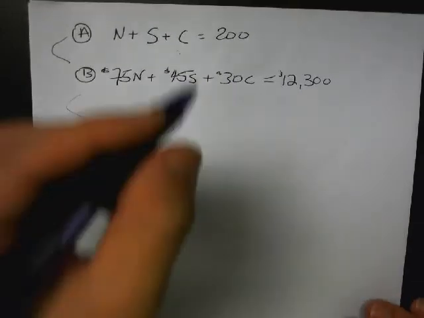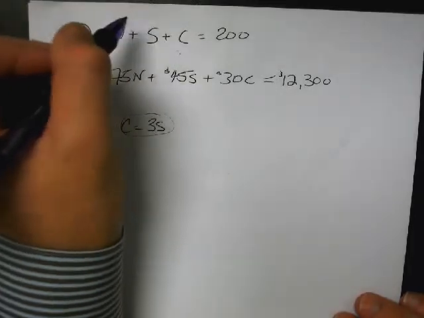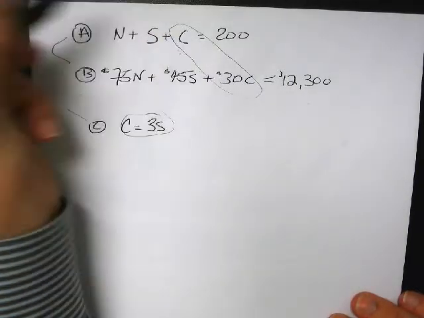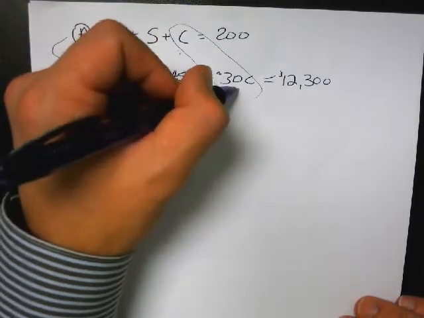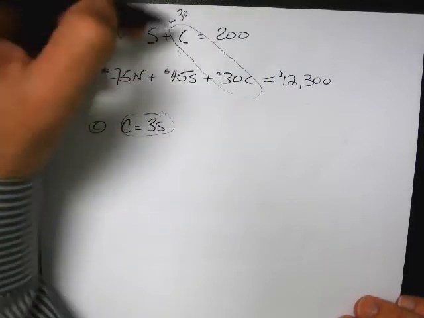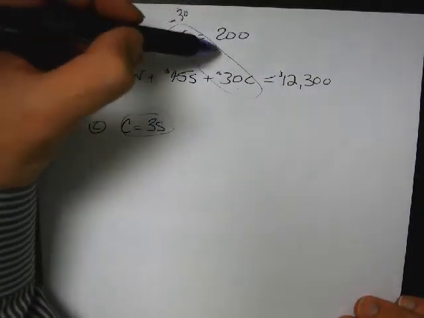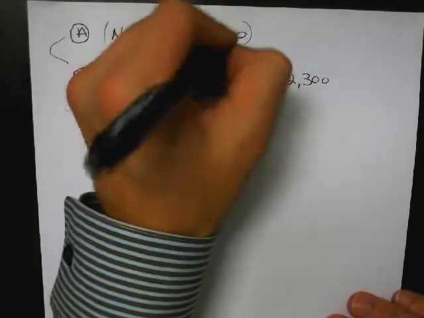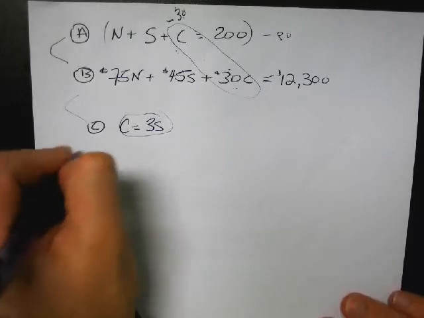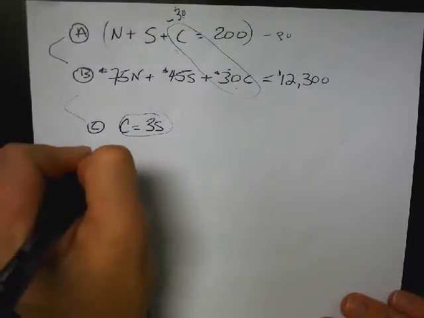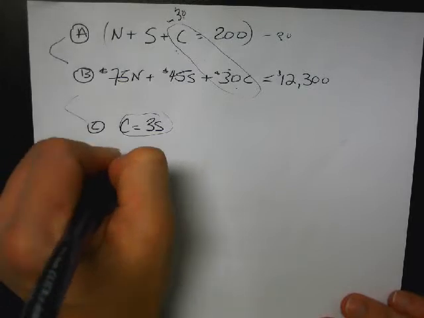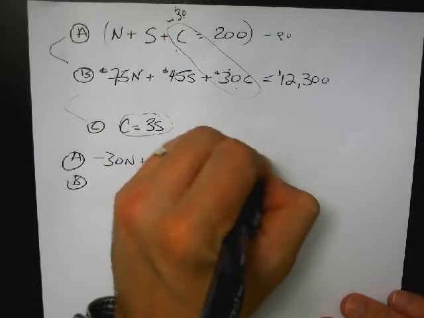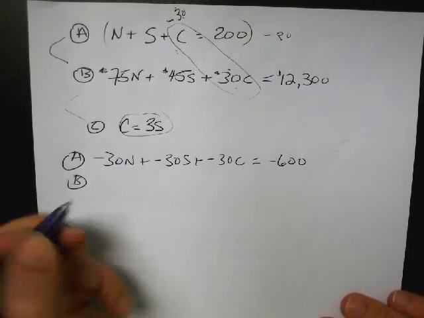Okay, so I have over on this side a positive c and a positive 30c. So if I multiply this equation by negative 30, that's going to give me negative 30 and then positive 30, and that'll cancel. So I'm going to take this equation, multiply it by negative 30, and for A and B, I'll get negative 30n plus negative 30s plus negative 30c equals negative 600.